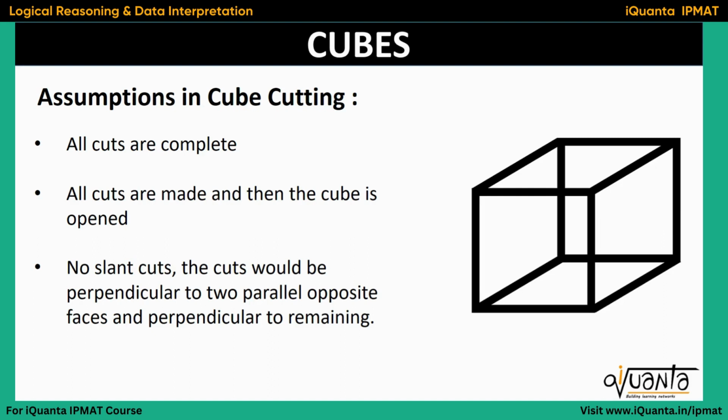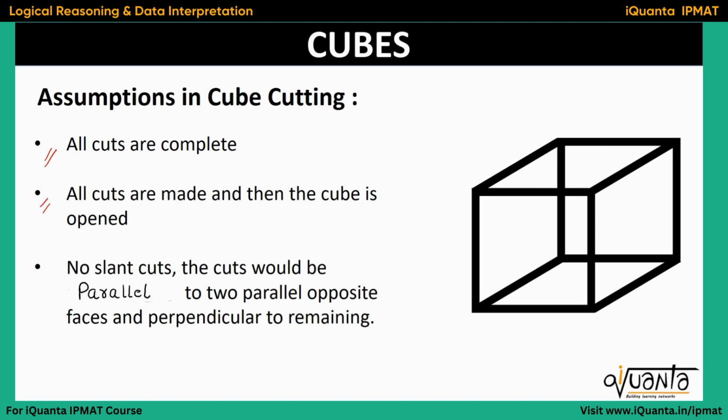So there are a few assumptions that we have to take care of while cutting a cube. The first assumption is all cuts are complete. That means whenever we cut a cube, that cut must divide the cube into 2 or more pieces. There won't be a case that we are only half cutting a cube till here. The cut must always be a complete cut. It should divide the cube into some pieces.